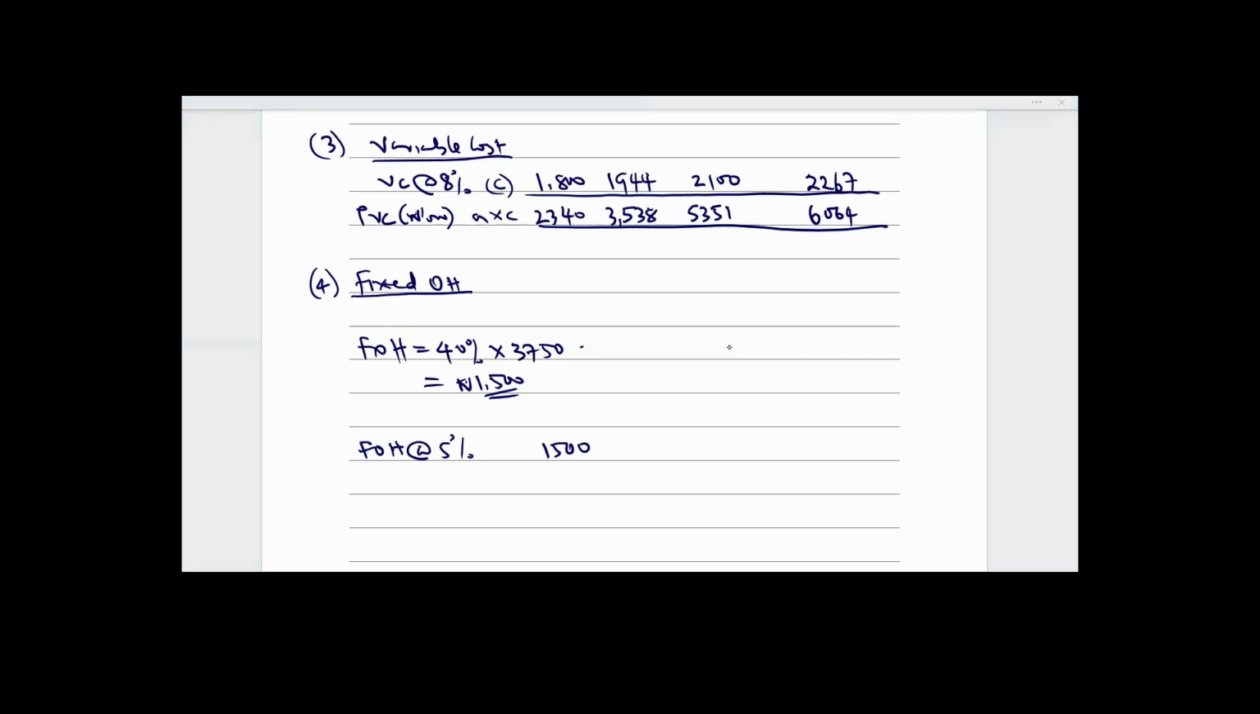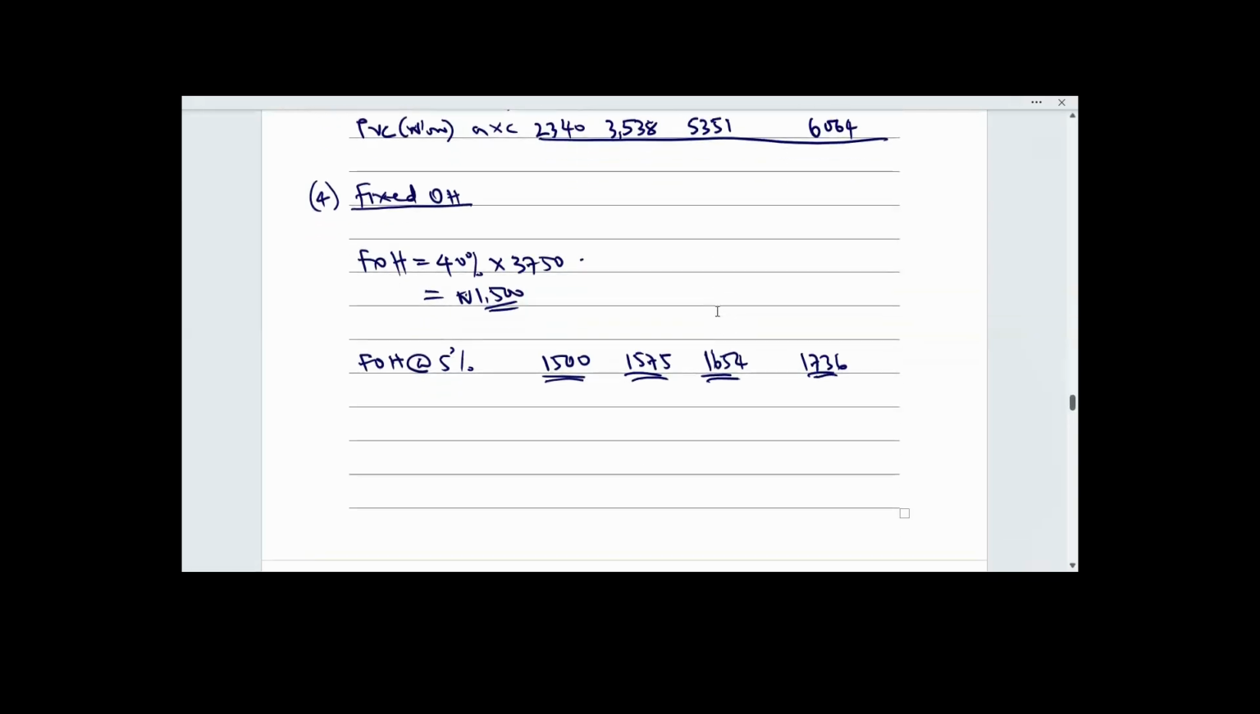Therefore, 1,500 multiplied by 1.05 equal 1,575. 1,575 multiplied by 1.05 equal 1,654. And the last one is equal to 1,736. So with this, we have inflated the fixed overhead. The 60% portion that is centrally allocated is irrelevant. You ignore it. That's an apportionment.